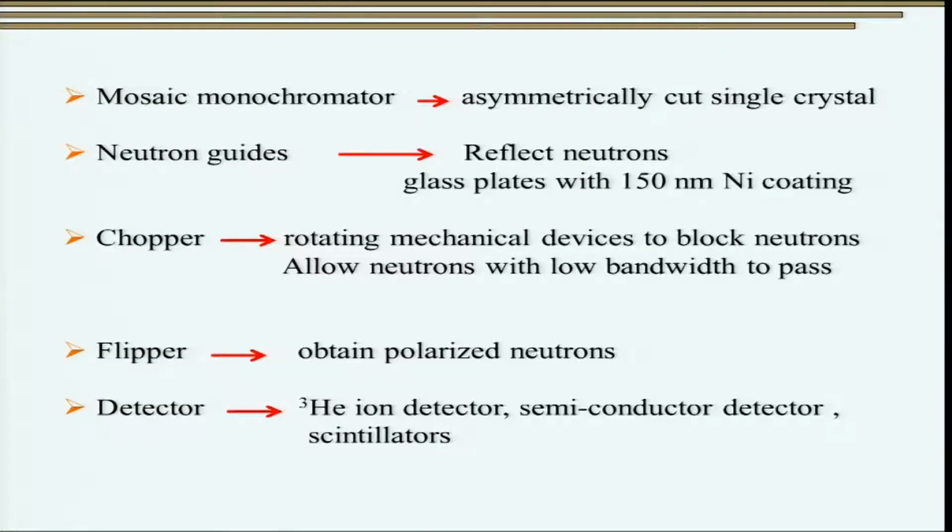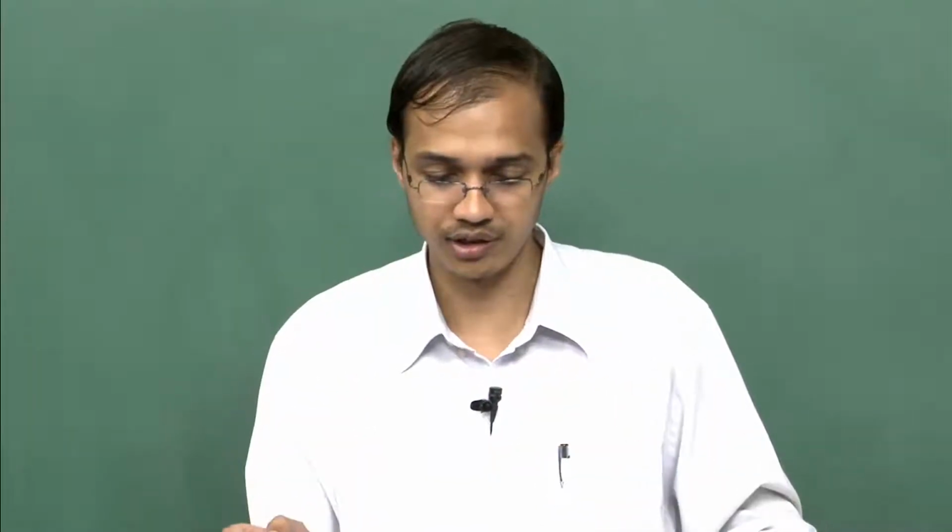Similarly, the neutron guides actually reflect the neutrons, and thereby reduce the path that is available for the neutrons to travel. These comprise glass plates with about 150 nanometer of nickel coating. So, the neutrons which are incident get reflected and are guided to a particular region.